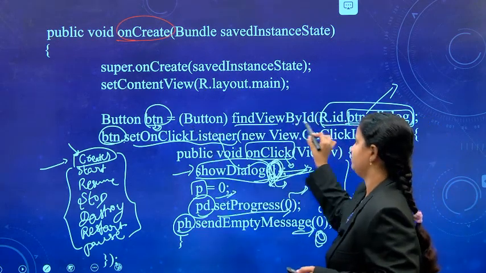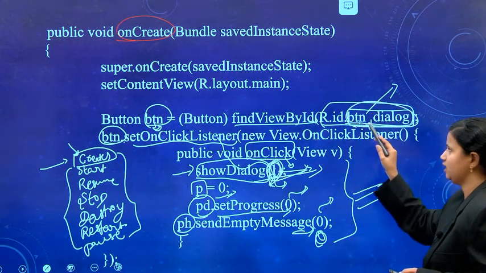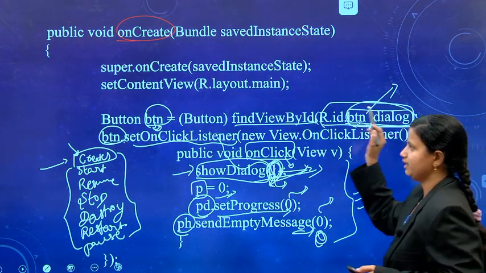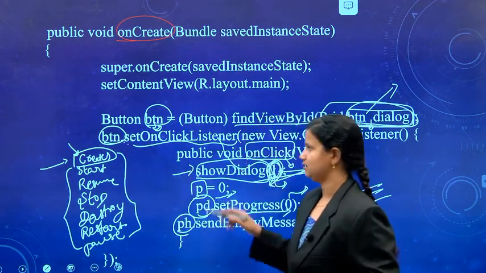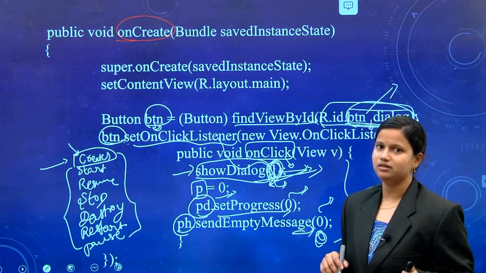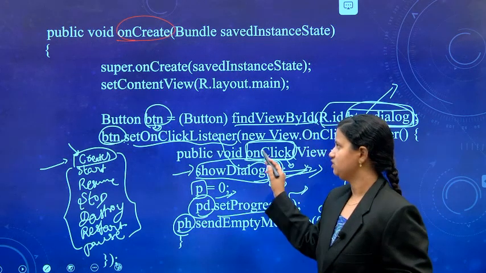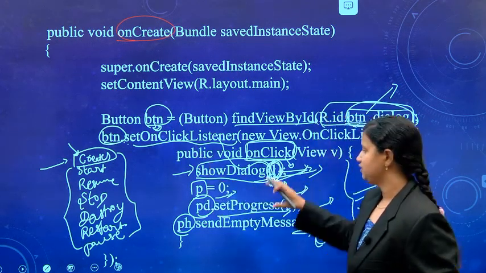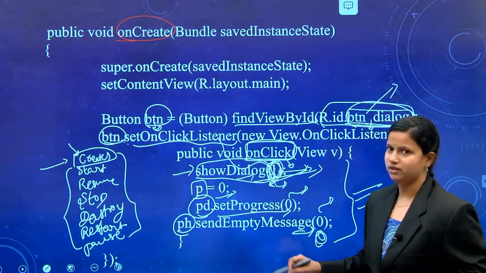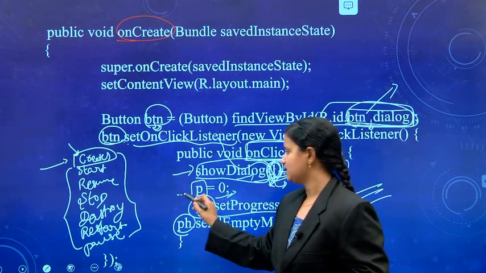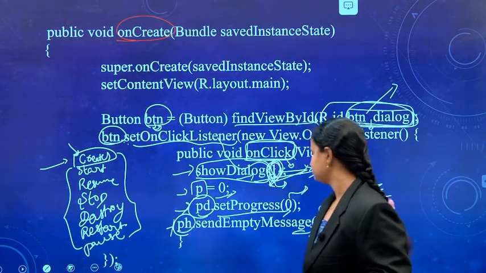By using the findViewById method, R.id.btn_dialog, the button with this name is identified and stored here. After that, the button object's setOnClickListener. The main thing is we have to click on that button. At that point, it will invoke the onClick method available in the OnClickListener. Within that, we write the corresponding action code. showDialog(1) means it will create a dialog box and start the progress status at 0, with an empty progress message.